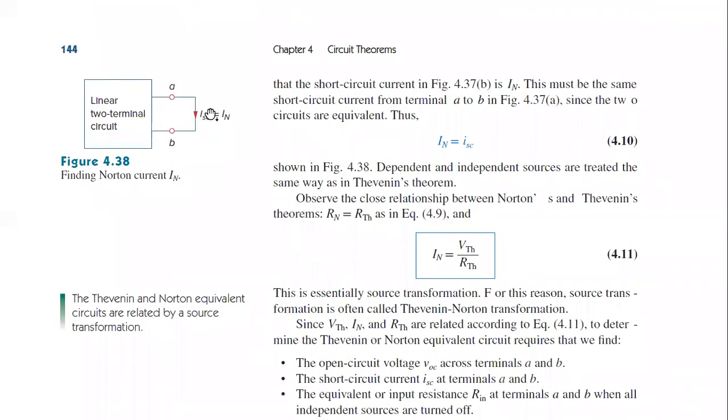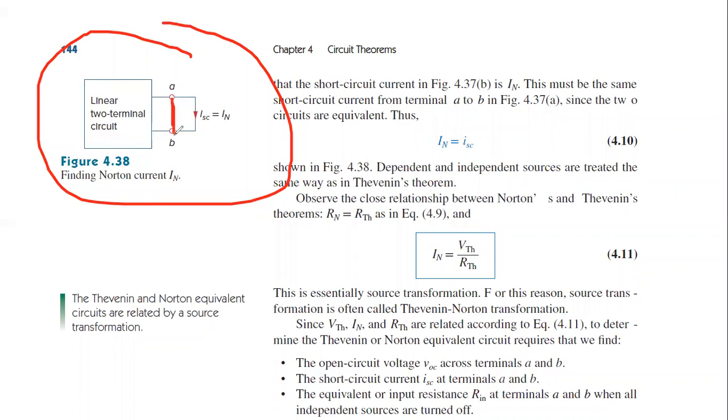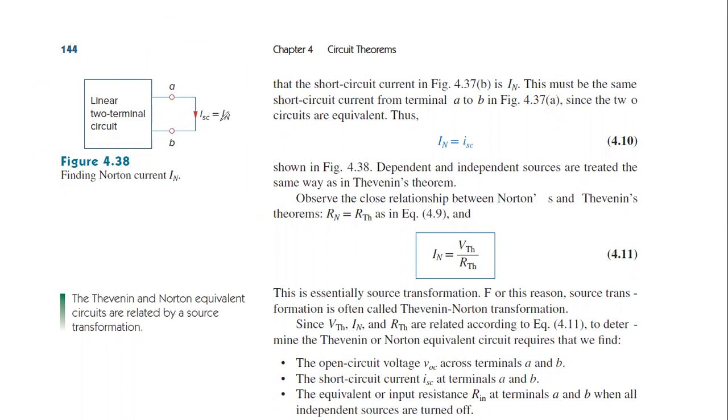So here is what I showed in the diagram. Please observe the diagram here, on the left side. Here I make the short circuit. After this short circuit, the current will flow. That current is called IN. IN or ISC, both are the same. ISC is nothing but the short circuit current. IN is nothing but Norton's short circuit current.